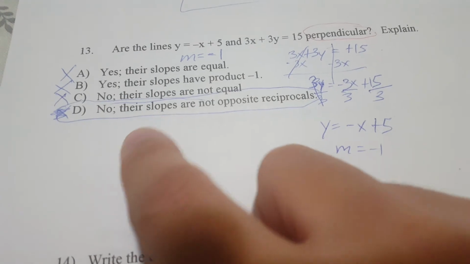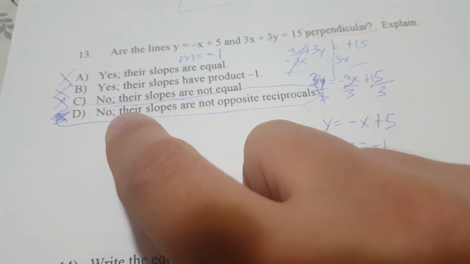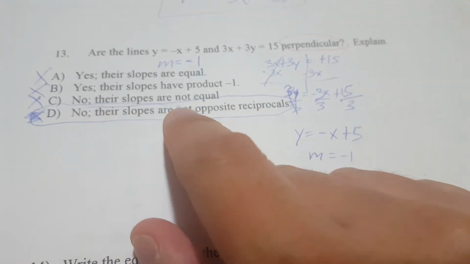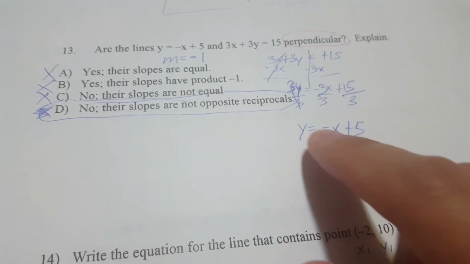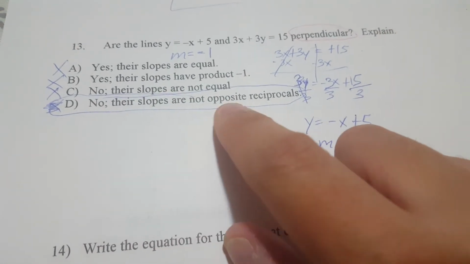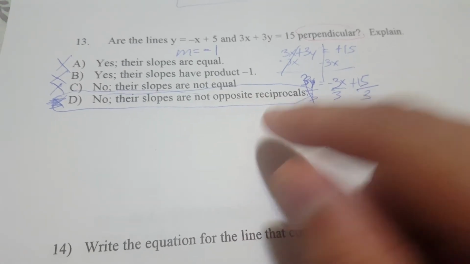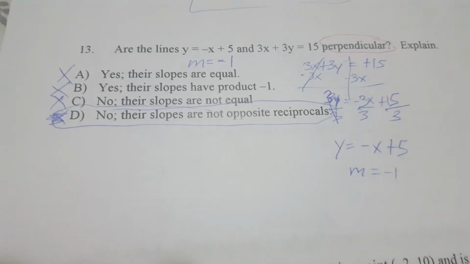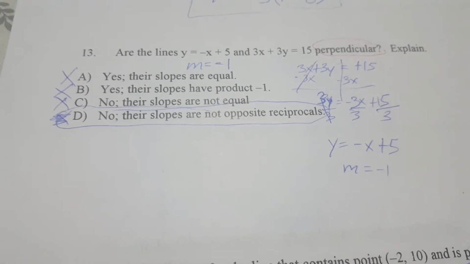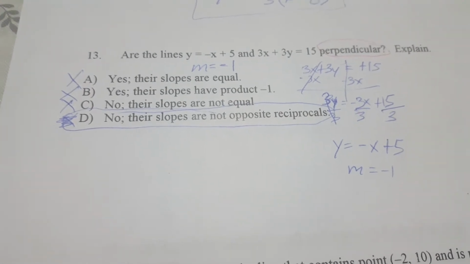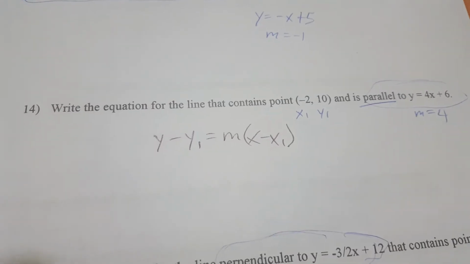So your justification is, first of all, no, they are not perpendicular. The reason being that if lines are perpendicular, then their slopes are opposite reciprocals of each other, which these are not. Remember, opposite reciprocals meaning the opposite signs, and you flip the fraction.